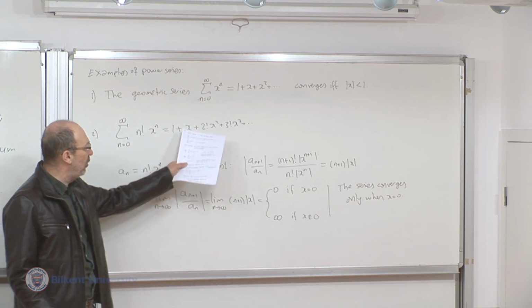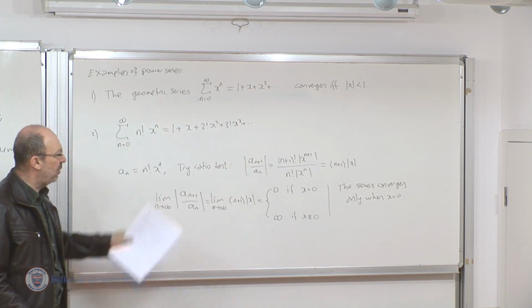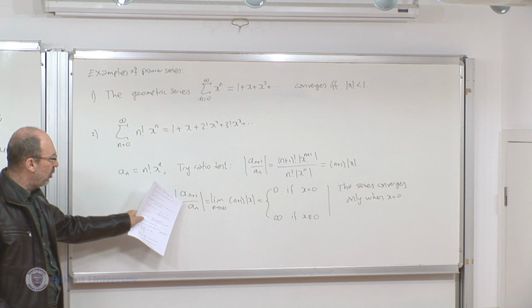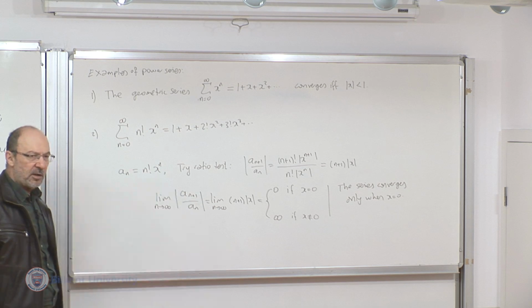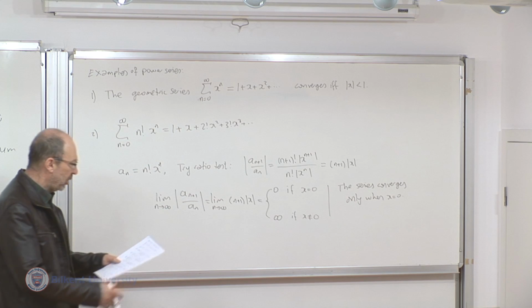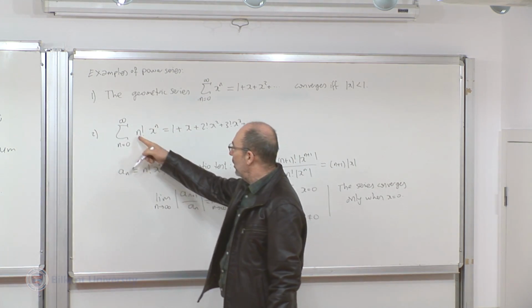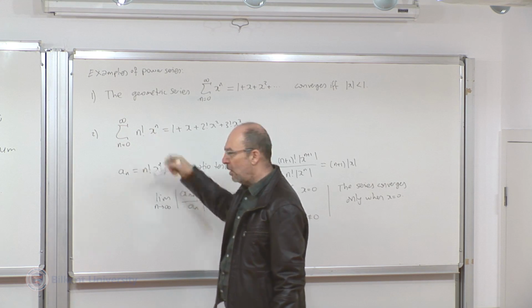So obviously it converges when x equals 0, the sum is 1, but that's the trivial case, and this application of ratio test tells us that the series does not converge at any point. So this is one extreme case. So for the next example, let's take this n factorial to the denominator.